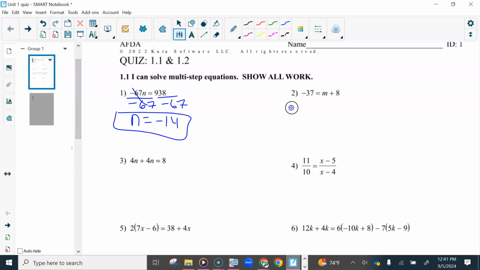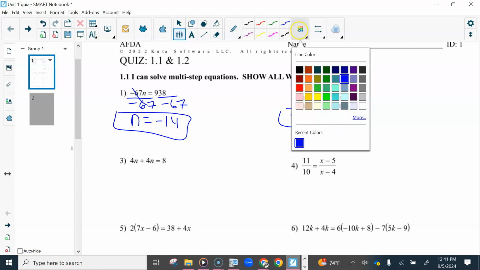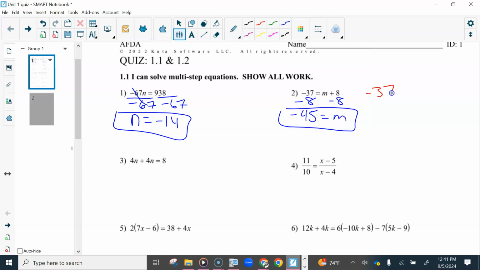For number 2, there were 2 ways you could have solved this. I'll show you both. 1, the easiest, was probably subtract 8 on both sides. So that was probably the easiest. You could have also move 37 to the other side, but when you do that, it's going to create an extra step for you. So if I added 37 over here, I have to remember that this cancels and becomes 0. I can't just move the m across the equal sign.